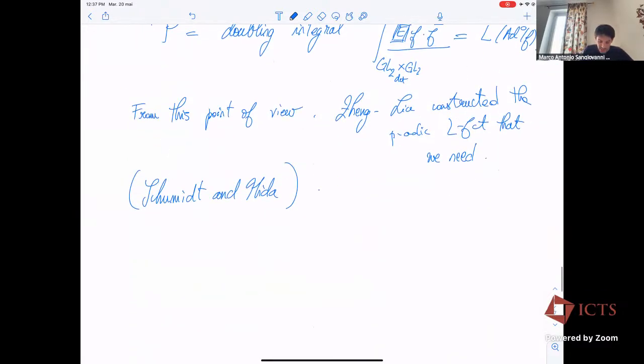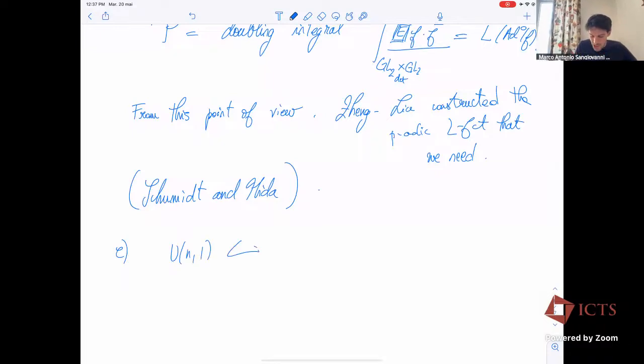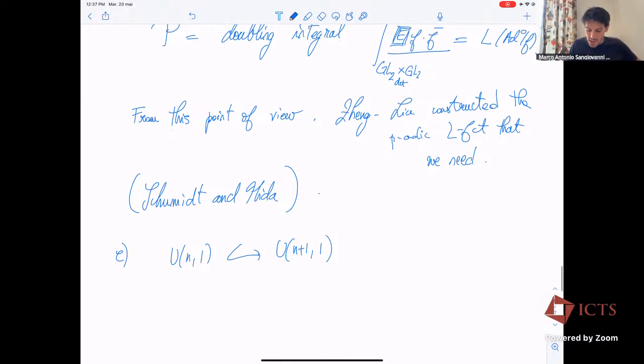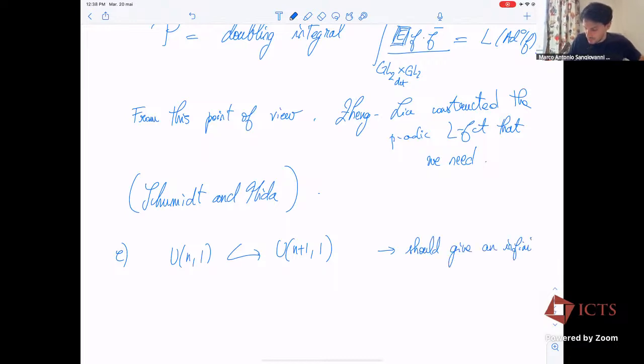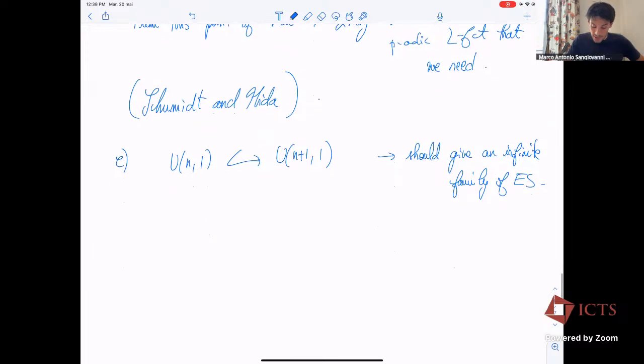Okay, and then let me just mention briefly that, as Chris said, you can play the same game for U(n) inside U(n+1), and so this should give an infinite family of Euler systems. But maybe if I have time, I will say what the difficulties are in tomorrow's lecture, since this case showcases some new difficulties that do not appear in the Siegel case that I said before.